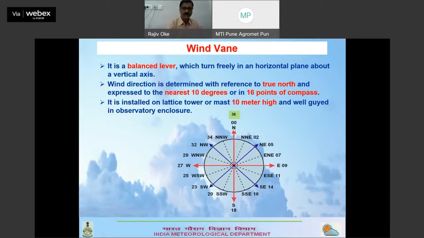This is north, south, east, west, which are the prime directions fabricated on the wind vane, plus four sub directions, that is northeast, southeast, southwest, northwest. These are already 8 fabricated. In between them, dotted lines are there, which give the in-between directions. So total 8 and 8, 16 points of compass, which show the direction at the particular time of the observation, and it is to be noted and reported.